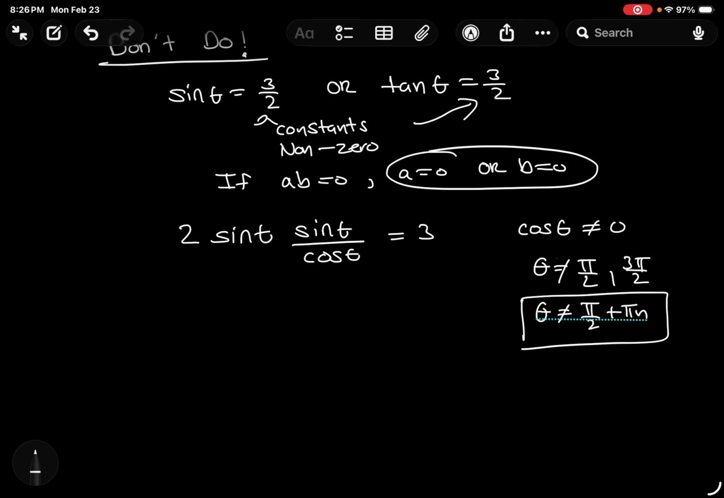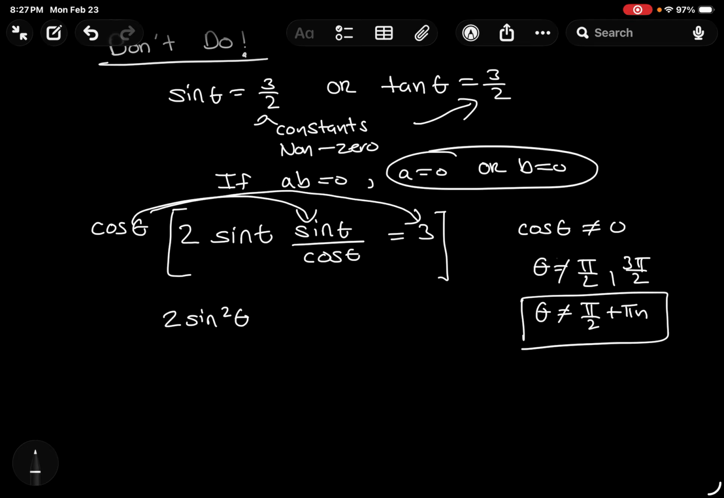Whenever we have a rational function, the way we go about getting rid of that rational function, in other words, a variable in the denominator, is we multiply by the LCD. So let's multiply the whole equation by the LCD. If I distribute the cosine, I'm going to get 2 sine squared in the numerator. Cosine times this first term is going to cancel out that cosine, so that disappears. And if I distribute cosine over here, that is equal to 3 cosine of theta.